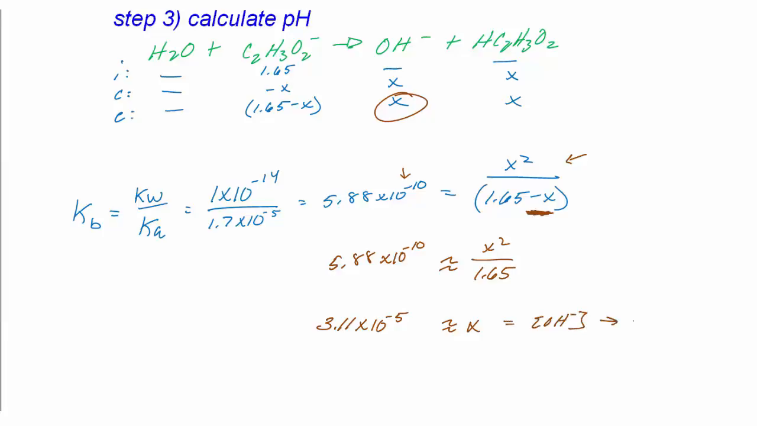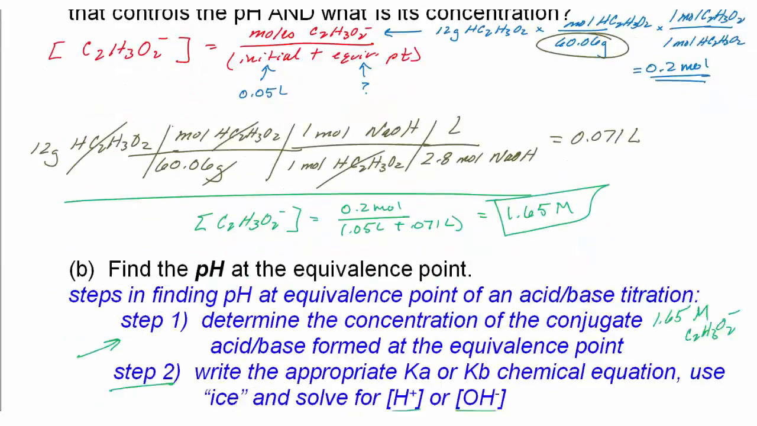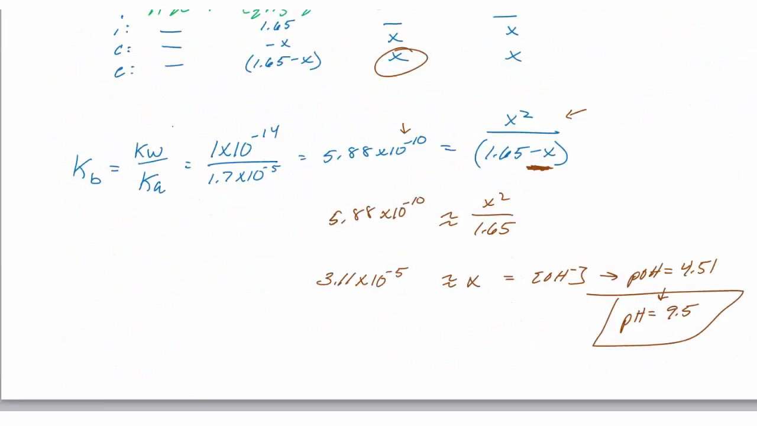So let's find pOH. All right, take the negative log of it. 4.51. So that means pH has to be, subtract from 14, about 9.5. So when I titrate 12 grams of acetic acid with sodium hydroxide, and I stop at the equivalence point, the pH will be 9.5.